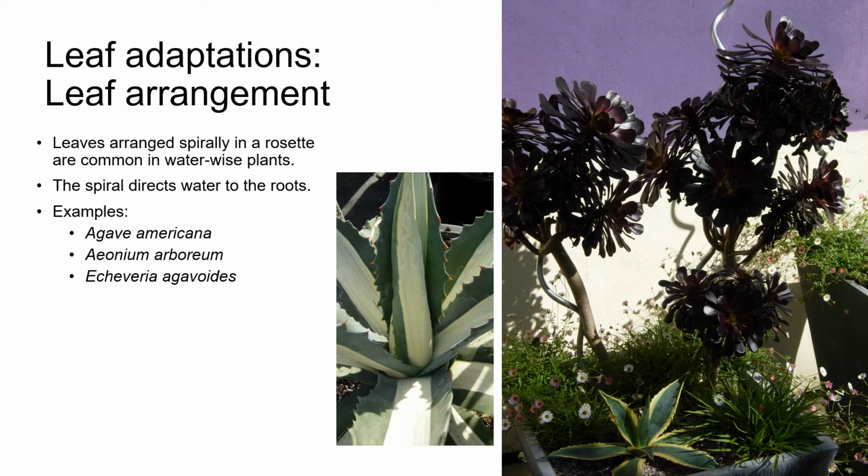Leaves arranged spirally in a dense rosette are common in water-wise plants, and this arrangement helps direct water straight to the roots. Water landing on the rosette spirals its way downwards through the foliage and trickles down the stem to the roots.